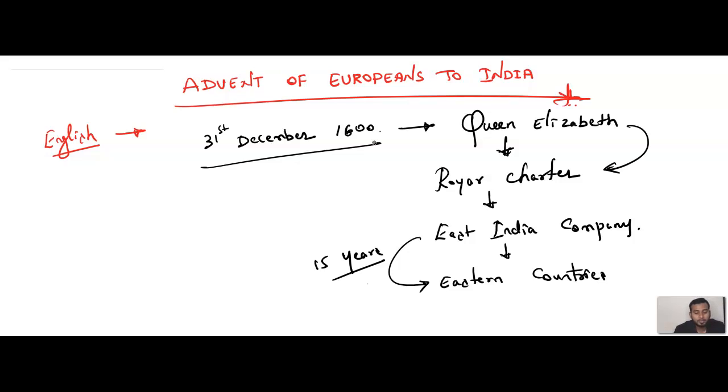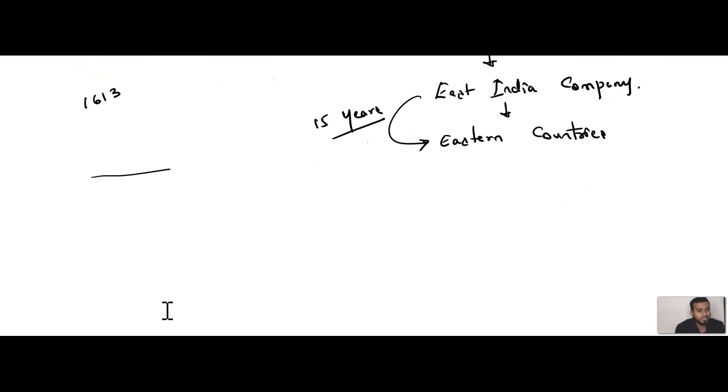The company started the business formally in 1613. In 1600 they sought the permission, but they started their business from when? 1613. It means after 13 years, they started doing the business. Are you getting my point? The Mughal Emperor Jahangir issued a royal permission to English to establish their first warehouse or factory at Surat. See children, again this is very important. Each and every point is important, should not forget it.